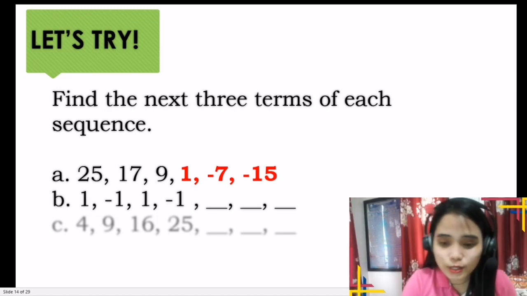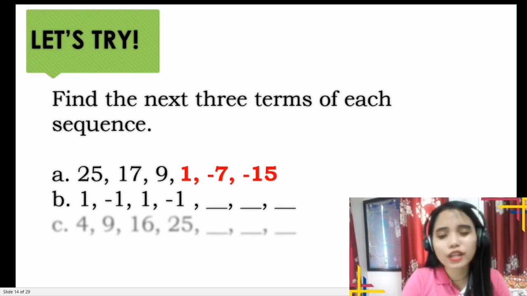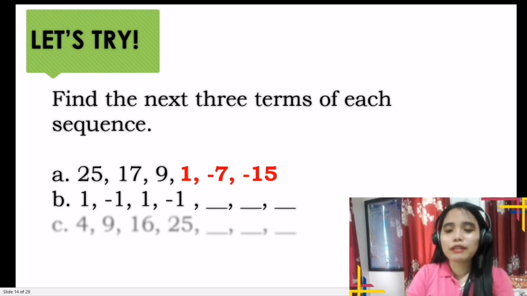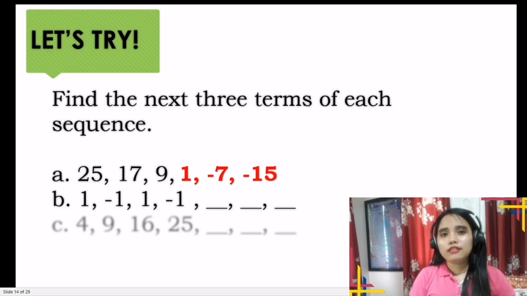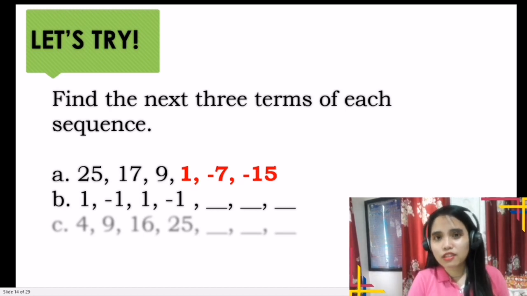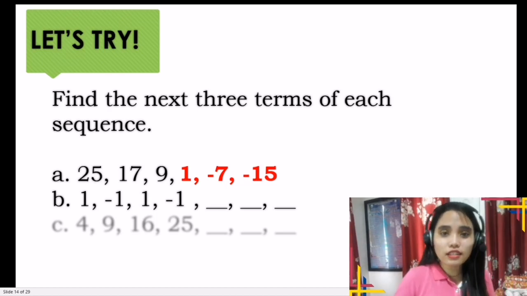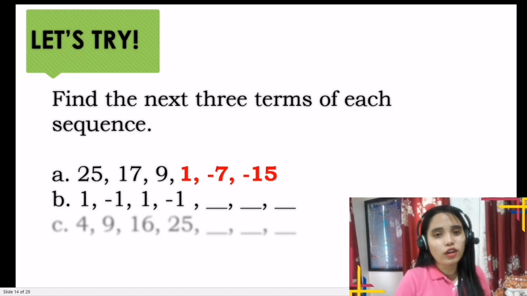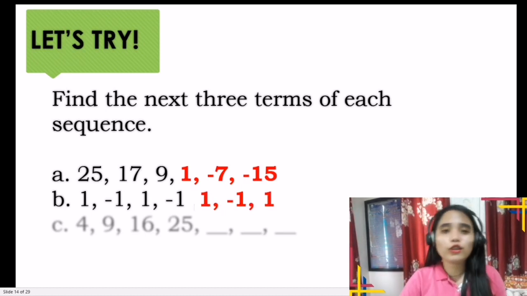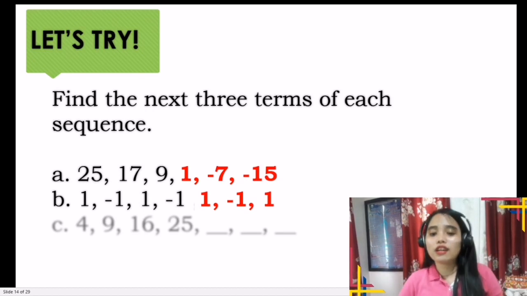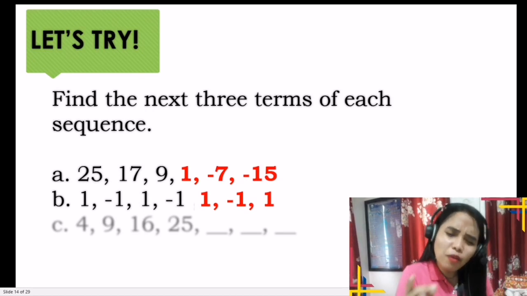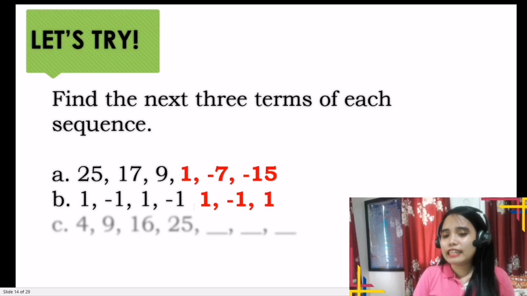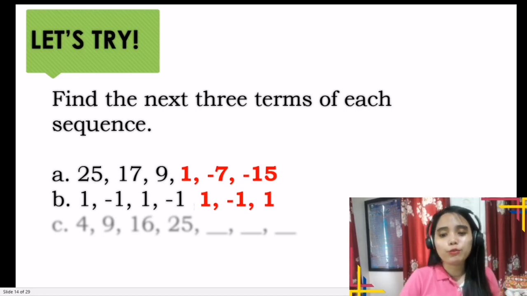Okay, how about this? 1, negative 1, 1, negative 1. What is the pattern here? Okay, so as you can see, no, yung 1, isa positive, ang isa negative, ang isa positive, ang isa negative. Okay, so ang next natin na sagot is 1, positive 1, negative 1, and positive 1. So, later, sa ating mga next lessons, we will discuss this. Bakit ito? Ano ba ang pattern talaga ng example ng letter B?